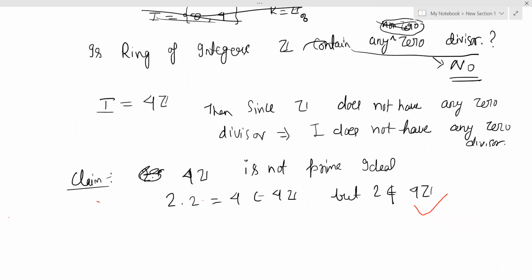Give me some other example of an ideal in the ring of integers which is not a prime ideal. Now I hope you have some. Any composite number times Z. Yeah, correct. Good observation.